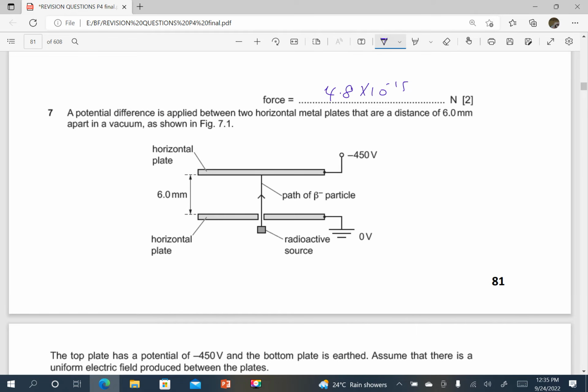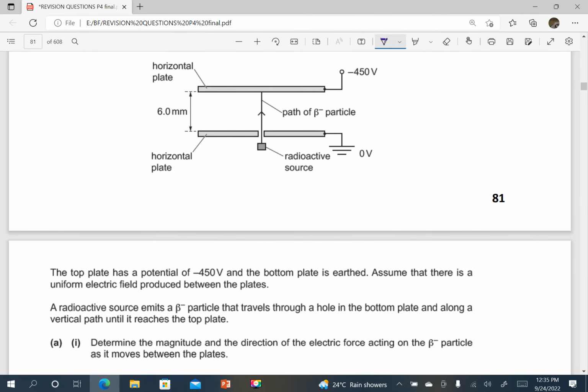The potential difference is applied between two horizontal metal plates that are a distance 6 millimeters apart in a vacuum, as shown here. This is at zero potential, this is at negative 450 volts. The top plate has that potential, the bottom plate is earthed. Assume that there is a uniform electric field produced between the plates.